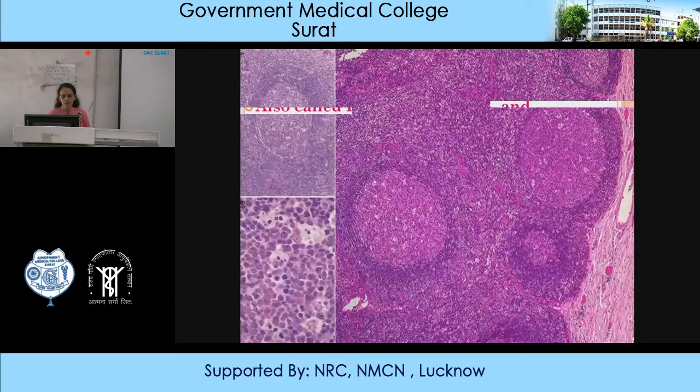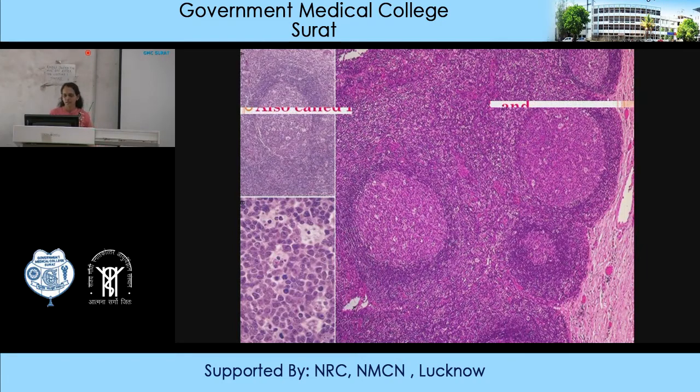Now, in this figure, on the right side, the major area shows different sized follicles. On the right side, we can see the follicle, germinal center, and surrounding dark zone, that is the mantle zone. And the third, at the right lower bottom, shows tingible body macrophages.